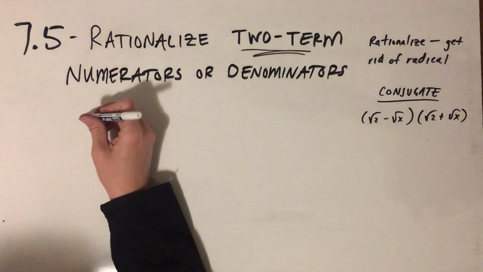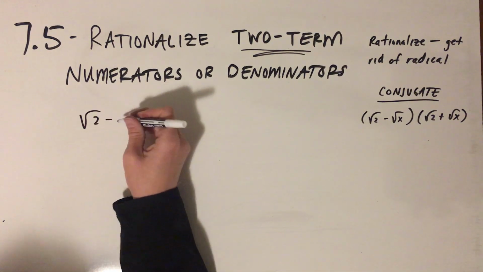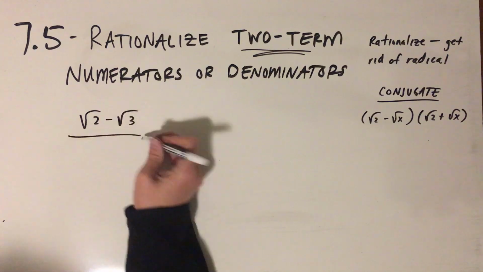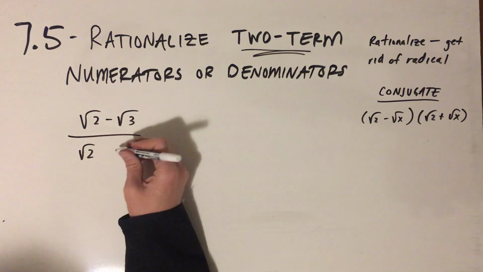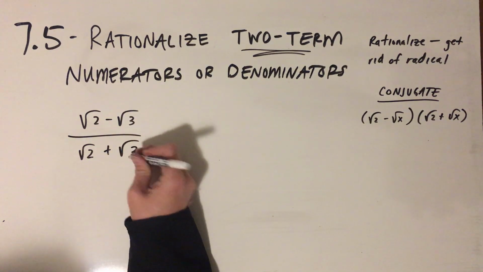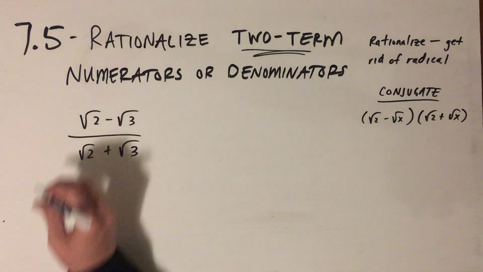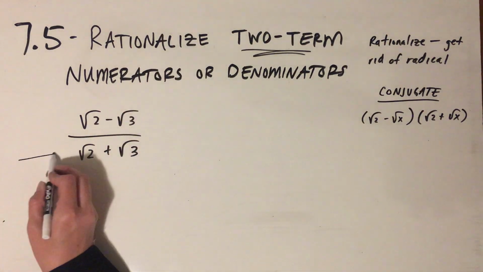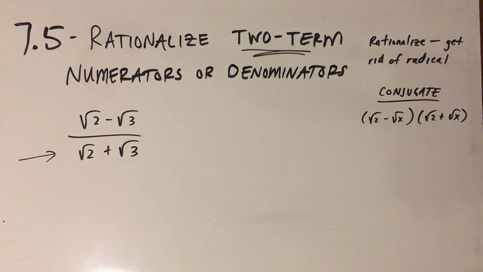All right, so this time let's do the square root of 2 minus the square root of 3 over the square root of 2 plus the square root of 3. Again, we're rationalizing the denominator here. So I want to get rid of the radical in the denominator.